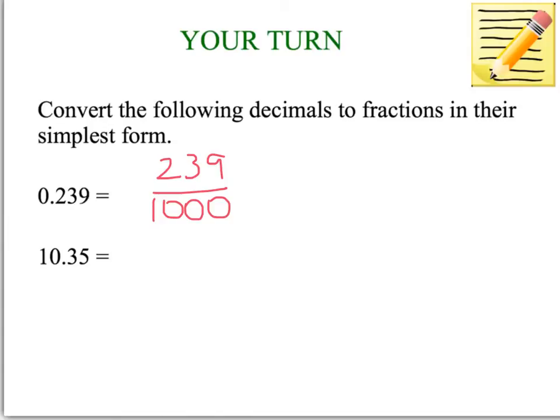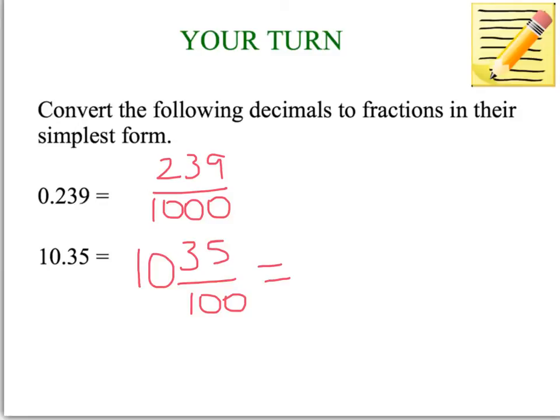Okay, now we've got 10.35. So we know 10 is the whole number, and we've got 35 hundredths. So 10 and 35 hundredths. Is that the end? Well, for the first one, that was actually its simplest form. But for this one, we know that the 35 ends in a 5, and the bottom number ends in 0. So we know that we can convert these into simplest form further.